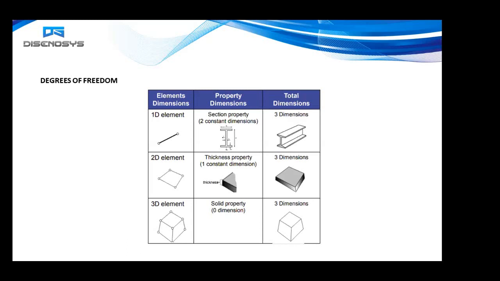Can anyone say what the degrees of freedom of an object in space are? 6. What are they? 3 translation, 3 rotation. Yes. Very good. So if you take a truss element, you will have only 2 degrees of freedom, that is ux and uy, translation in x and translation in y. So you will not have translation in z and all 3 rotations. So you will have only 2 degrees of freedom for the truss element.